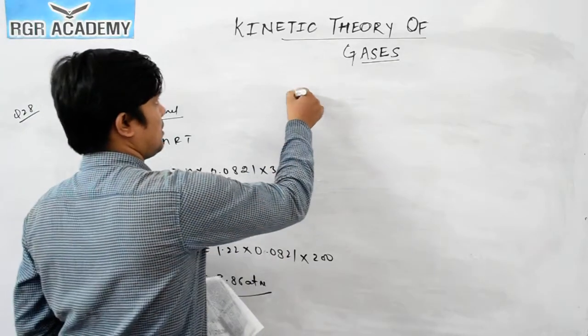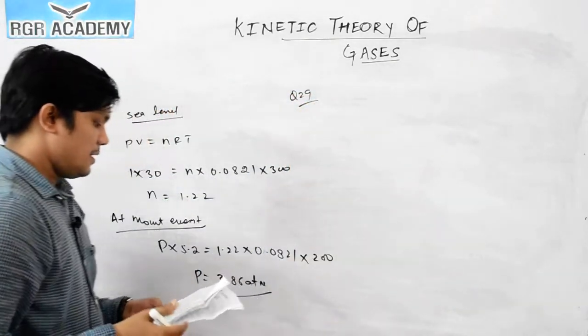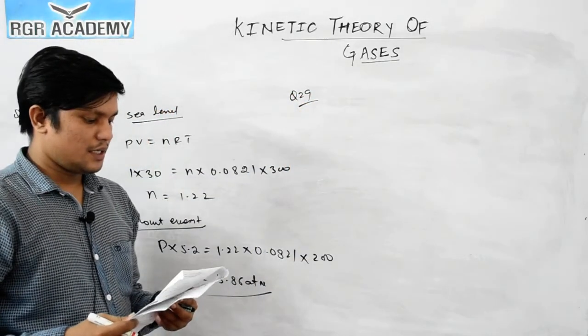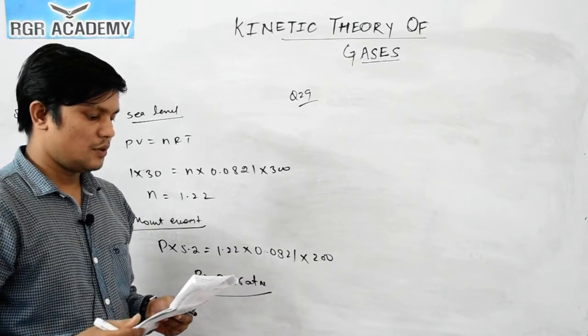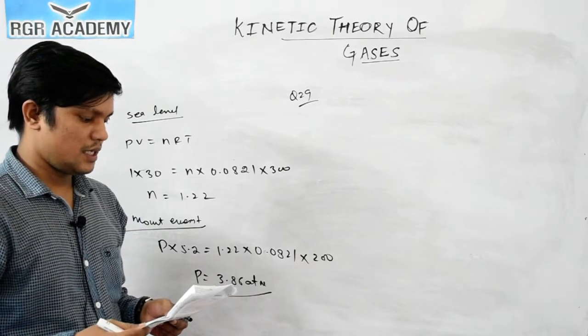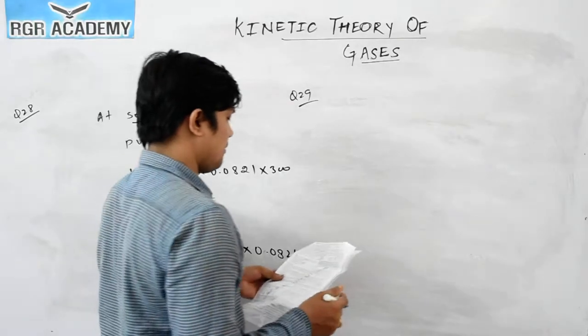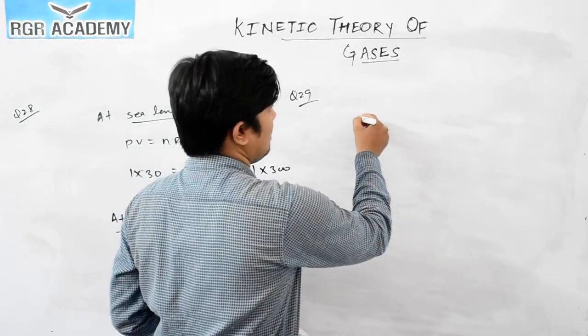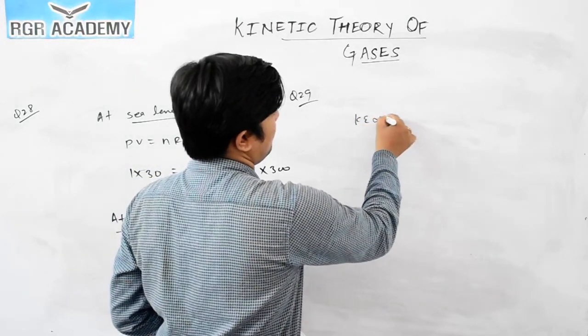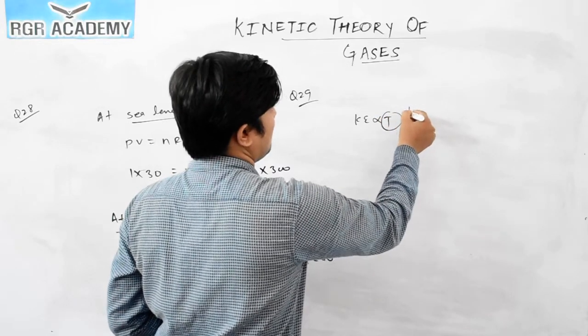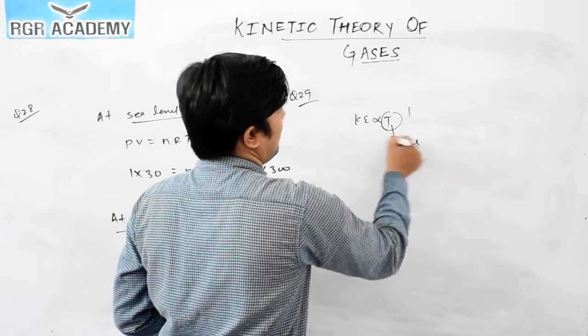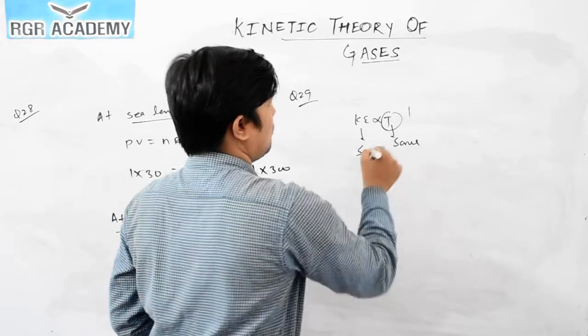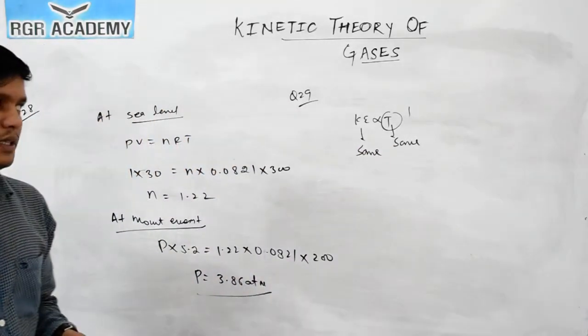Now question number 29. At the same temperature and pressure, and volume of the two gases, which of the following quantities is constant? We know that if the temperature is the same, the average kinetic energy will be the same, because kinetic energy depends on temperature. So for question number 29, the answer will be 3.